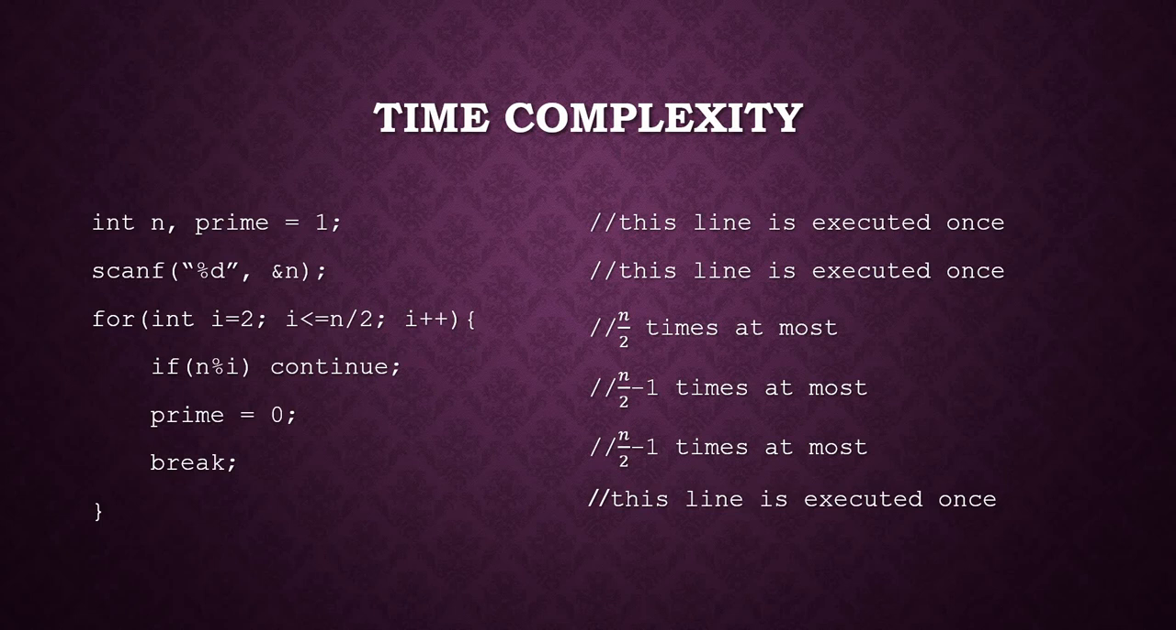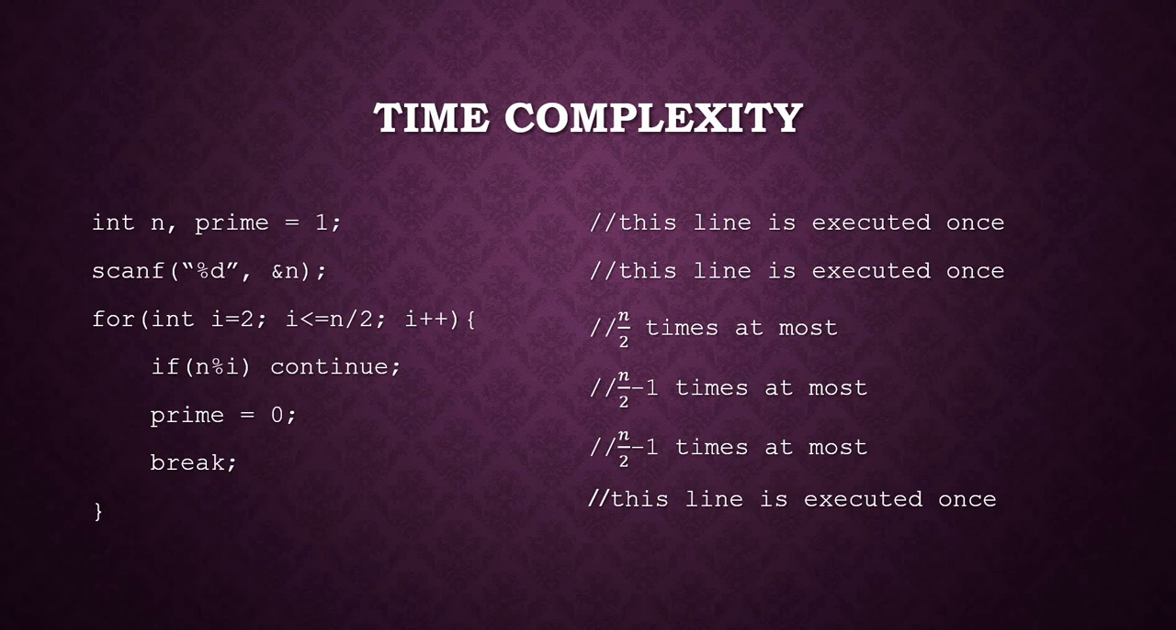We divide the number by all the numbers before it until 1. We divide it by 2, then increment, divide it by 3, then increment, and so on until i reaches the value n/2. If n mod i, that means if n divided by i gives a remainder, then we continue, because that means it was not divisible. Otherwise prime will be equal to 0 and we will break. So this is just a prime finder.